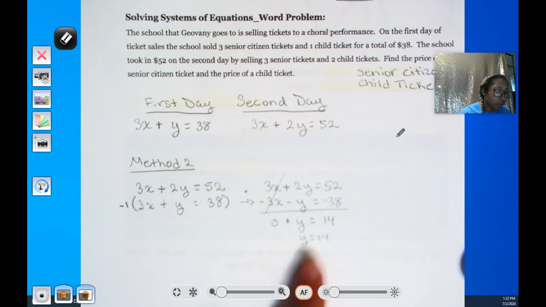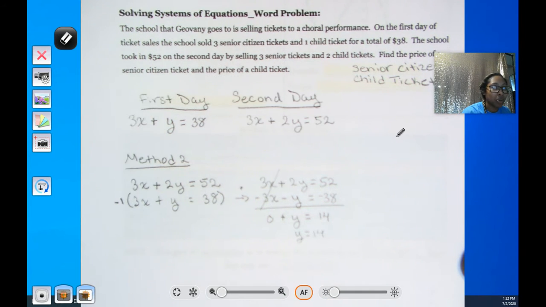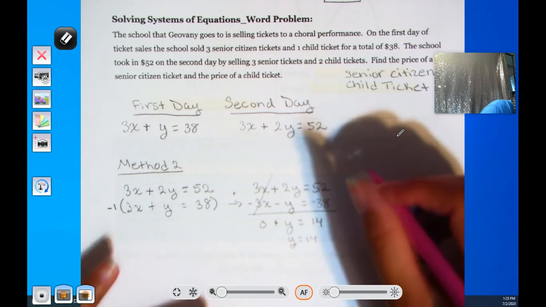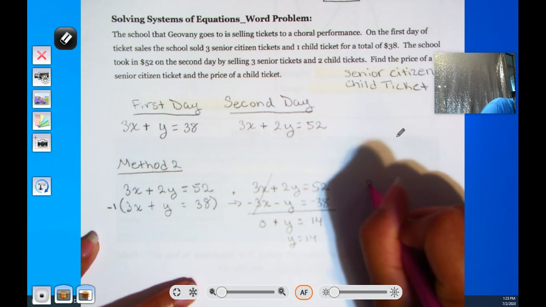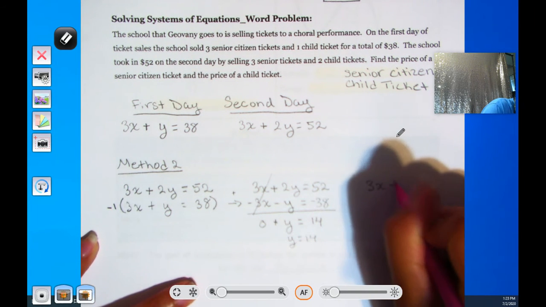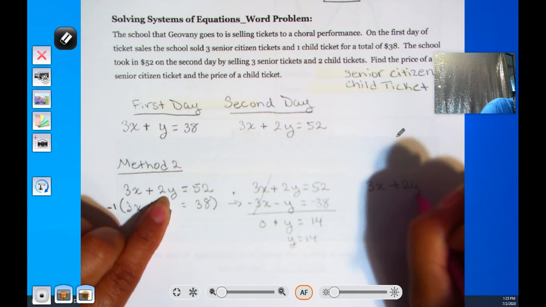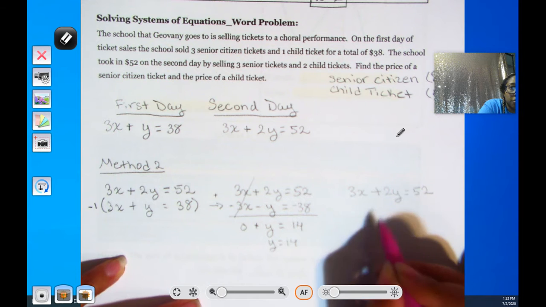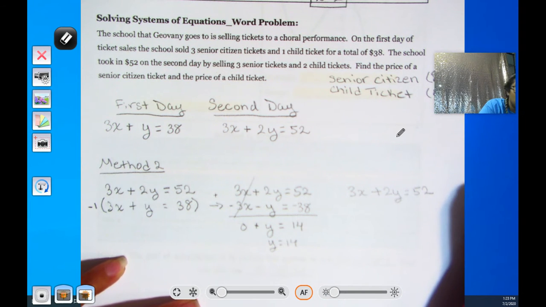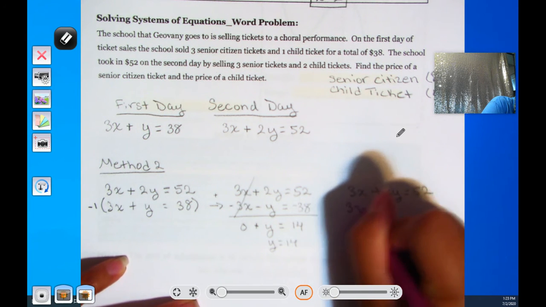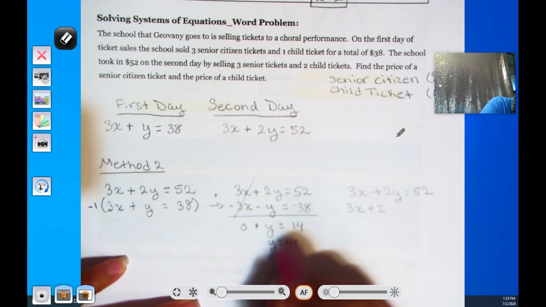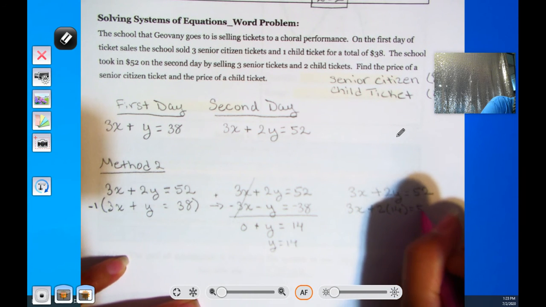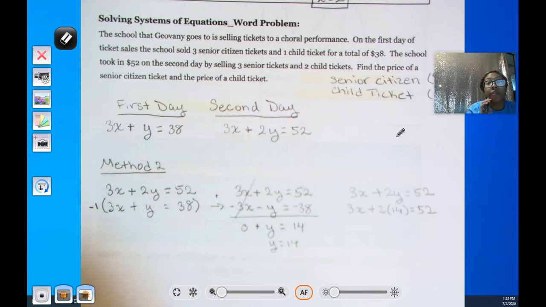But I also want to figure out what my x is. So I'm going to take this y value and sub it in to one of the equations. I'm going to take that 3x plus 2y equals 52 equation, and sub in this y value for where I see y in the equation. So it'll be 3x plus 2 times 14 equals 52. And now I just solve for x.